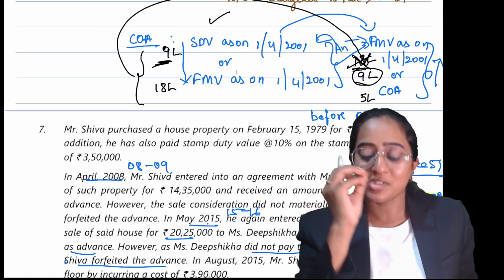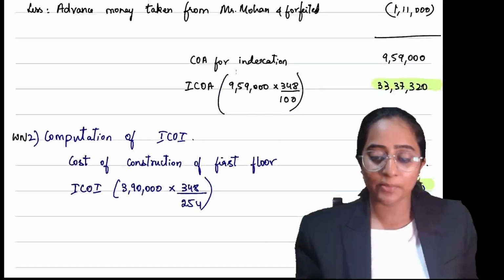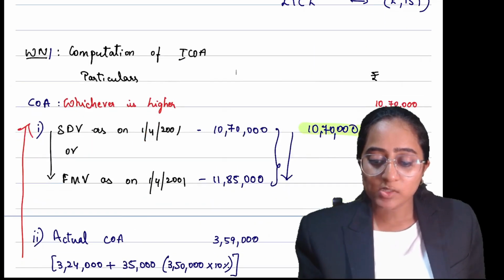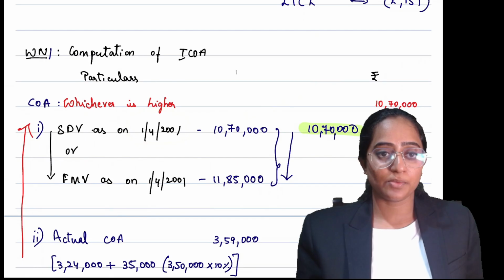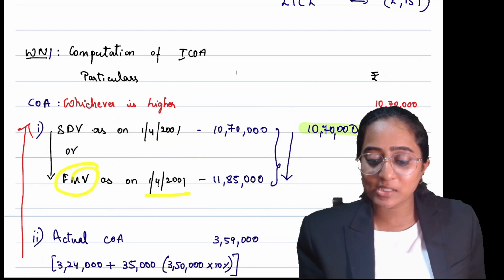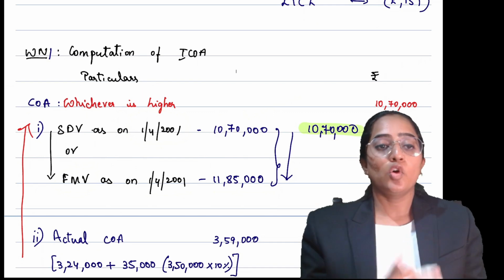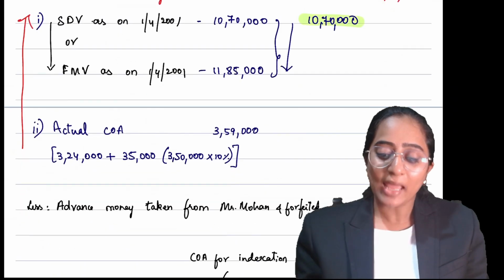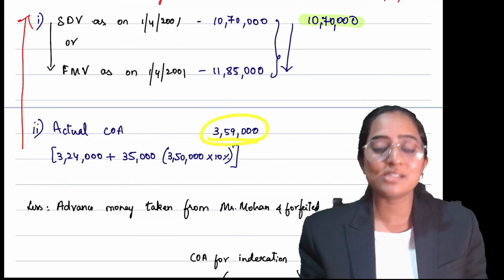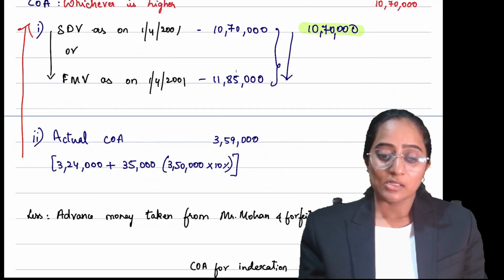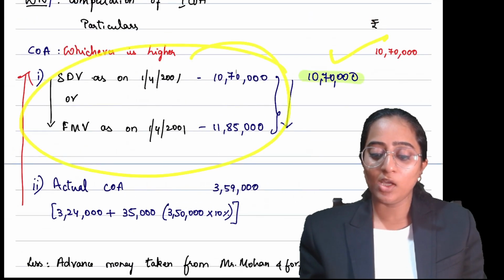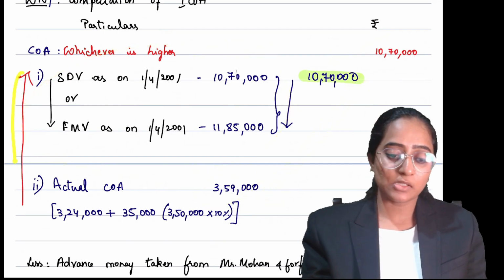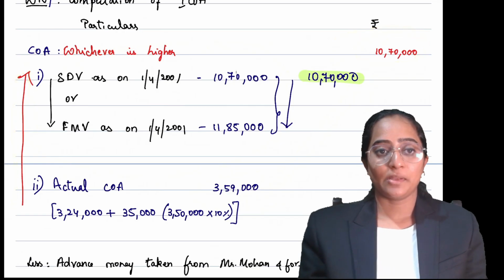Same provision, same point. Please try to understand over here. What is your SDV which is provided in the question? As on 1/4/2001, SDV given is 10,70,000. The fair market value as on this date is 11,85,000. You are going to consider obviously whichever is lower. That is 10,70,000 you are going to consider. What is your actual cost of acquisition? Your actual cost is 3,59,000. Whichever is higher, you are going to consider 10,70,000.